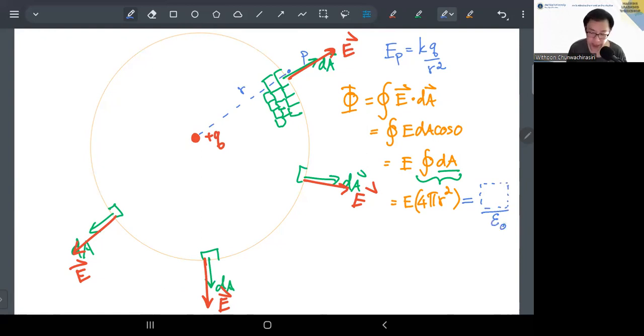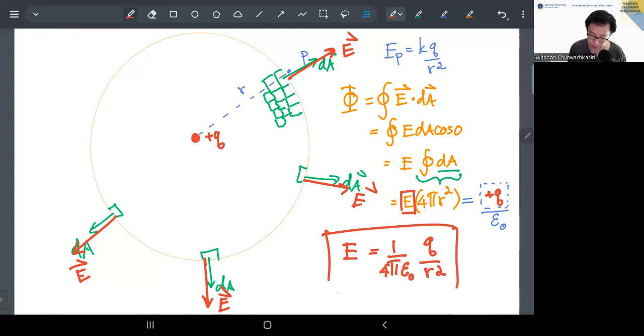How much do you put there? Well, you only have positive Q inside this sphere, so you just put positive Q in there. And that's how easy it is to apply Gauss's law. When you look at this, E is on the left. That's kind of neat. If I move the 4 pi r squared to the right, I can conclude that the electric field E is 1 over 4 pi, combined with the epsilon naught on the right, with Q there and r squared there. Does it look familiar?